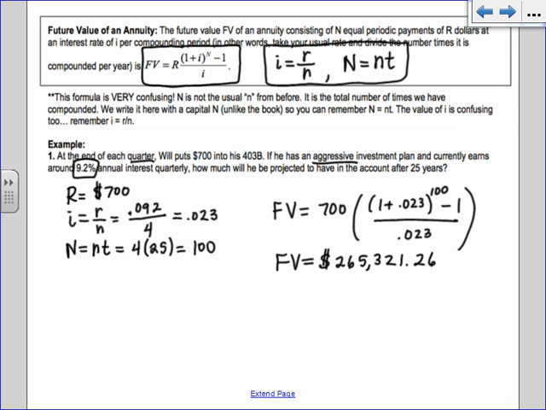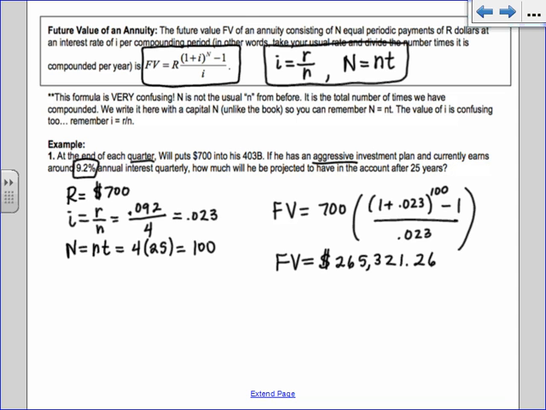Okay, so $265,321.26. Is it enough? No, he only worked 25 years. So if he started at 22, most likely, he's only 47 years old. He's not ready to retire as much as he likes to. If he wants to retire at 47, well, you just got to put in more.